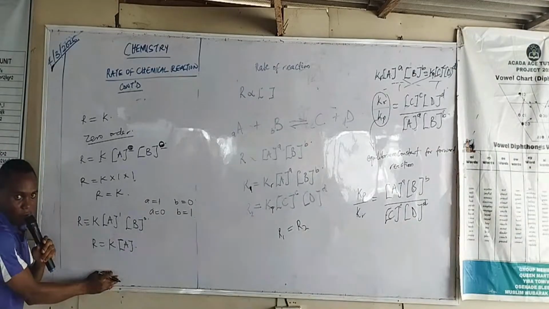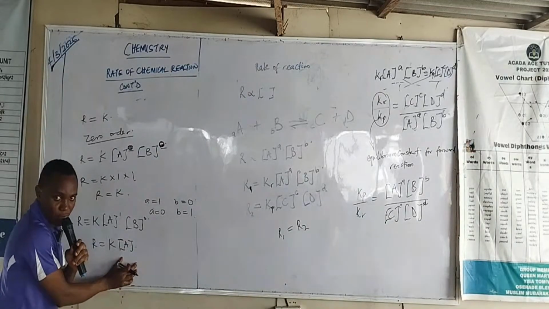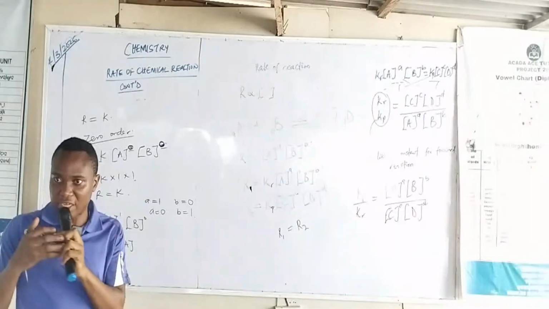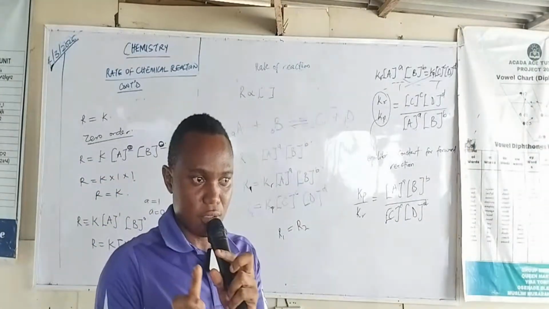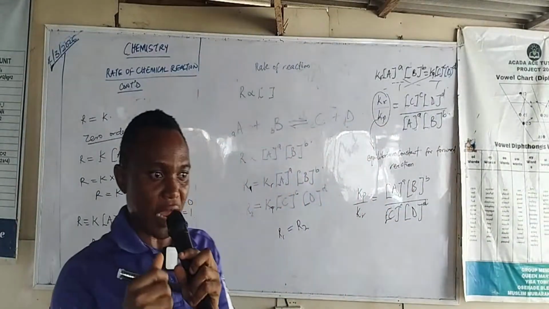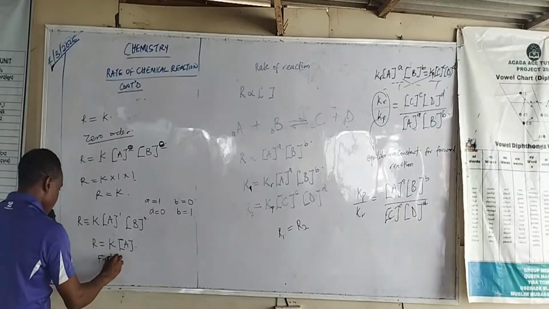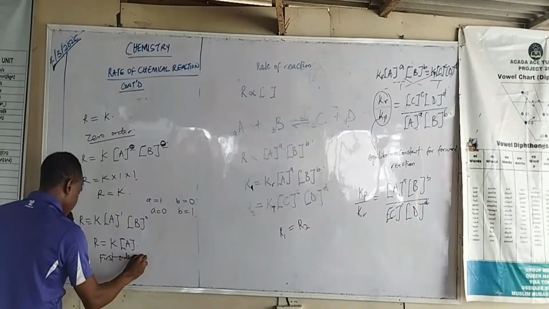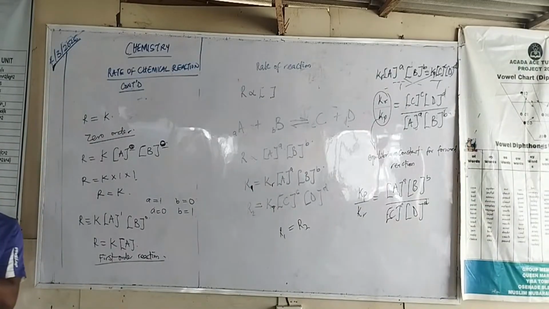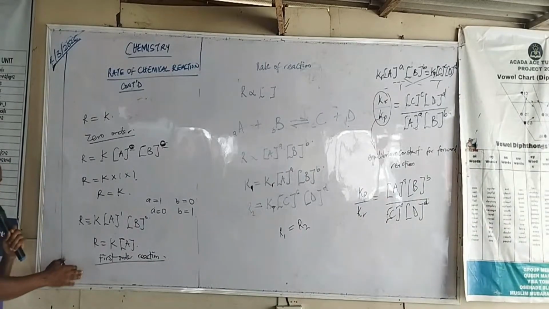Either A, when A is 0, or B here. When the rate of reaction is dependent on the constant and one of the reactants, where the concentration is just 1, that kind of reaction is a first order reaction. It's a first order reaction. So that is what we have in there.